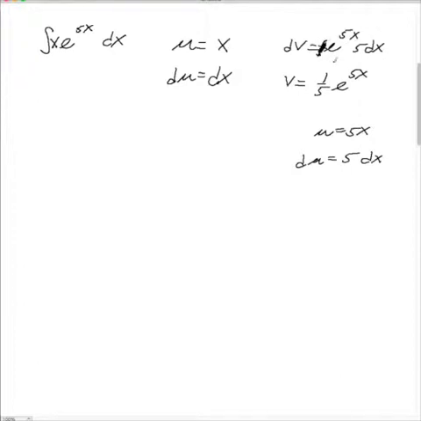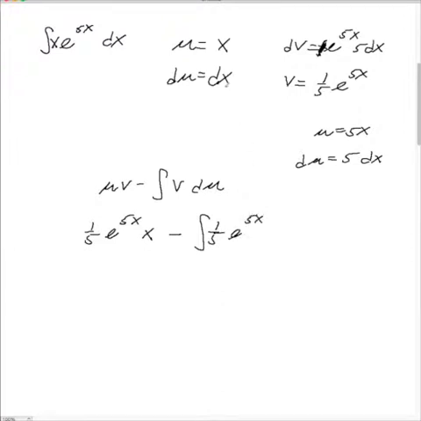So here we go. The formula says I have to do uv minus the integral of v du. So let's see what we have. This times this is going to be 1/5 e to the 5x times x, minus the integral of v, 1/5 e to the 5x, du, which is just dx. So now I think I've been successful in that I've taken a complicated integral and I've reduced it into a problem like this minus a fairly easy integral to take.